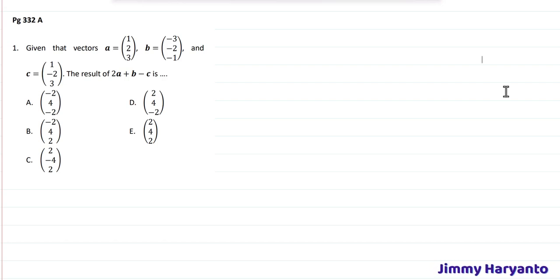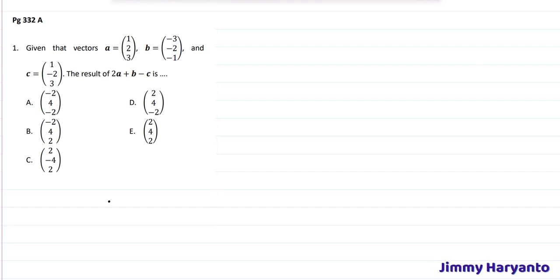Okay guys, this is the solution of your homework. First question, taken from page 332, part A. In the first question, we have factors A, B, and C, and the question wants you to find the factor of 2A plus B minus C.